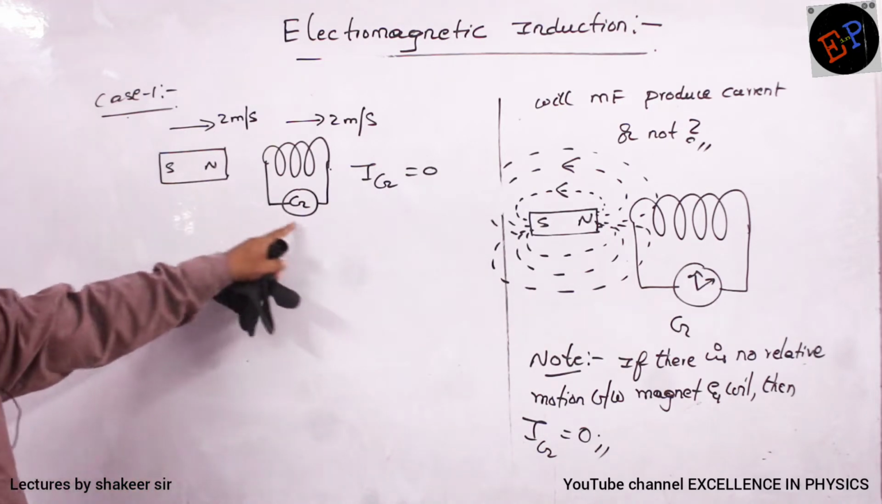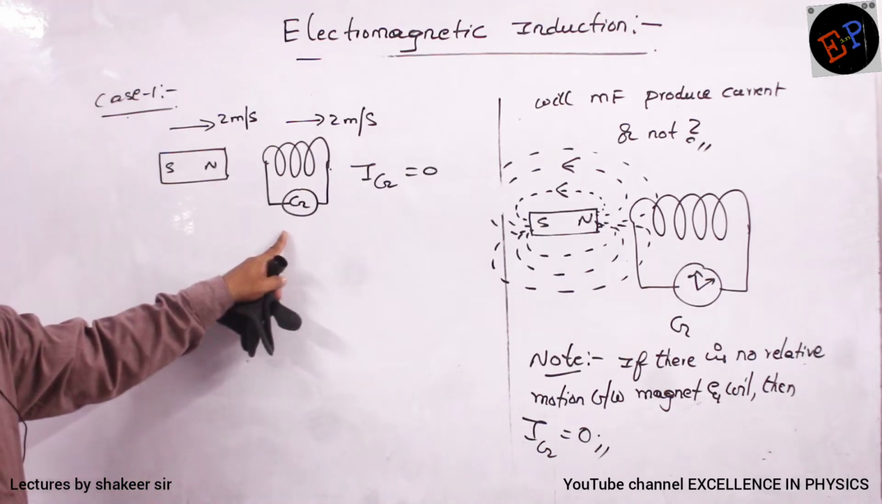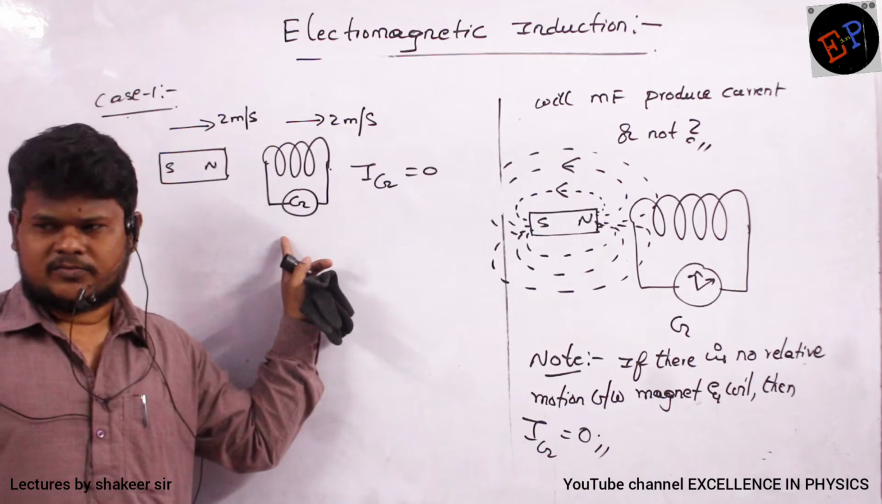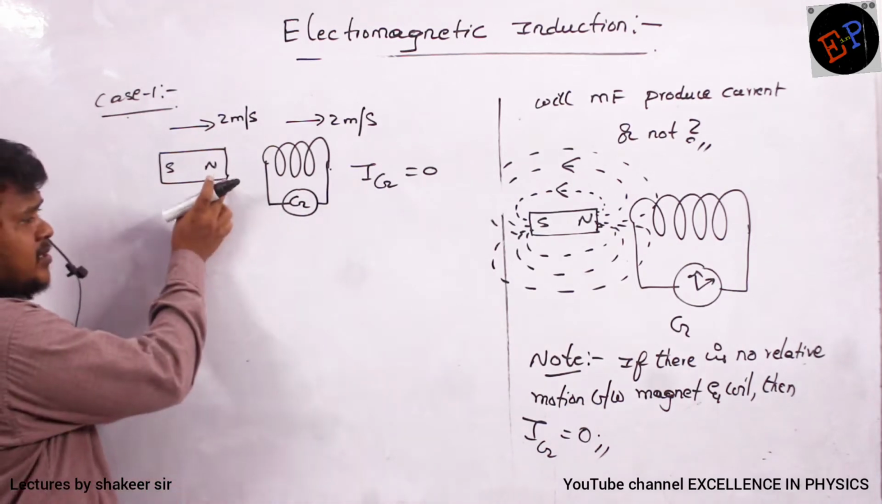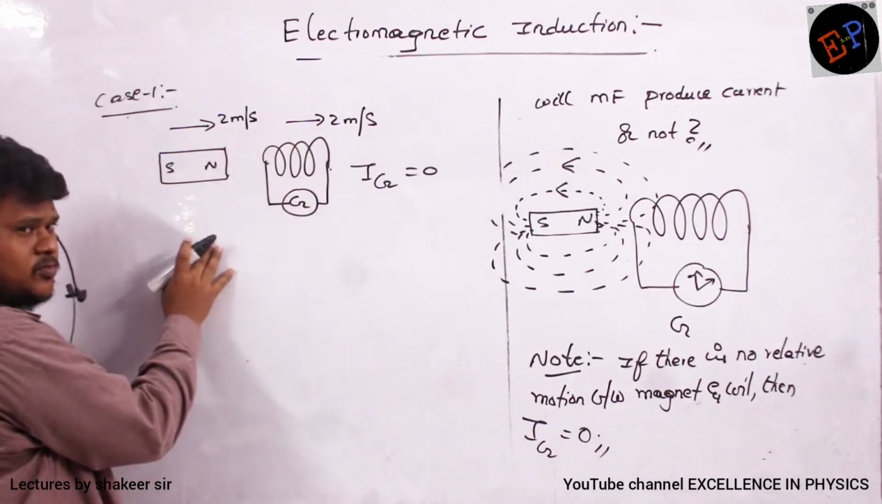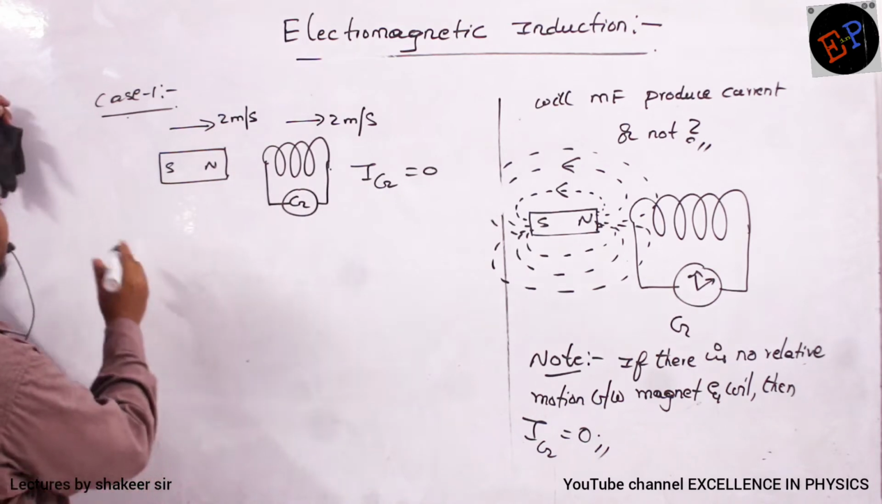If both of them are traveling with the same speed in the same direction, relative motion is 0, relative velocity is 0, no? What is the relative velocity of the magnet with respect to the coil? 2 minus 2, 0. Clear, no? Case number 2.